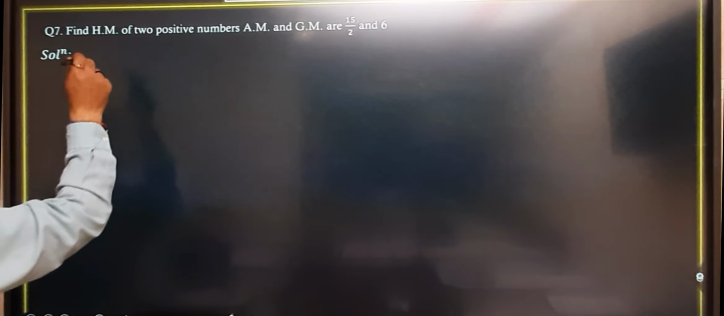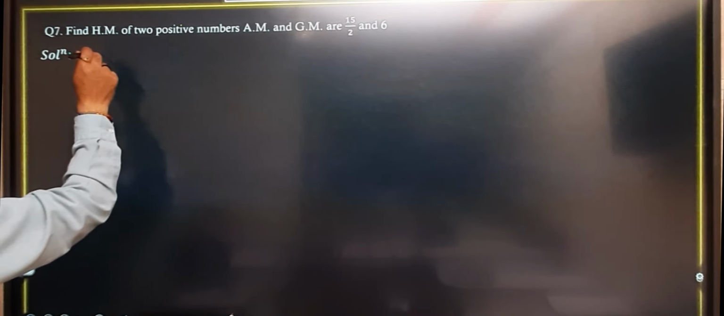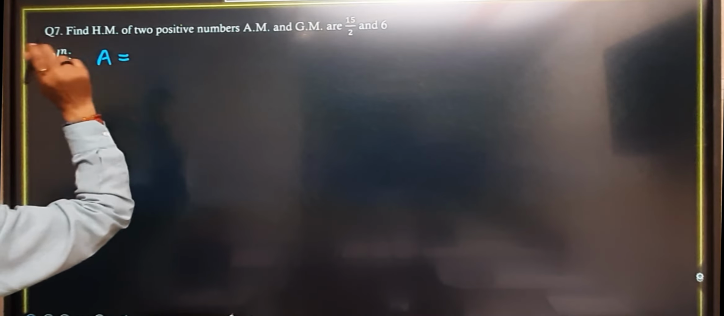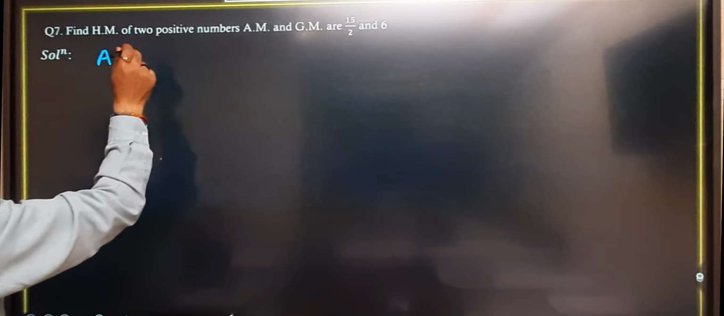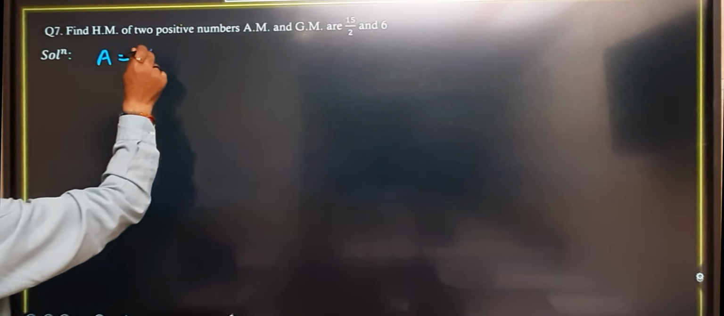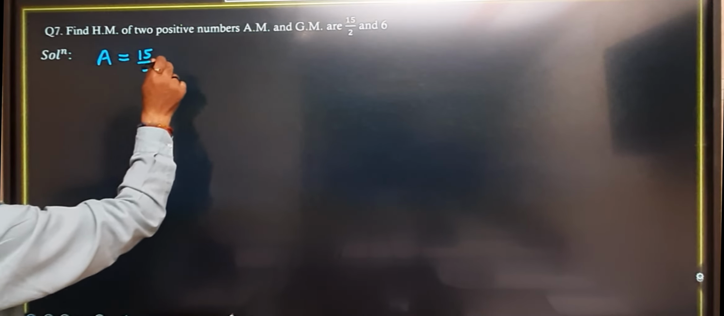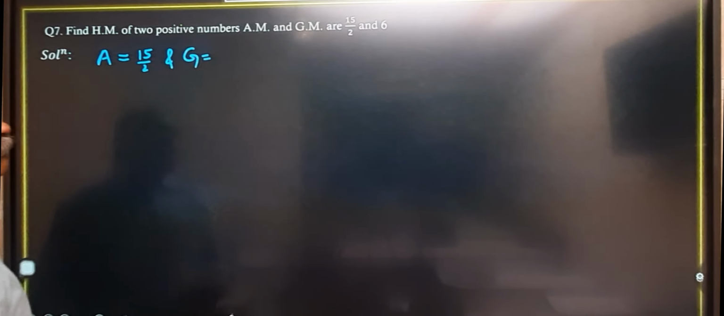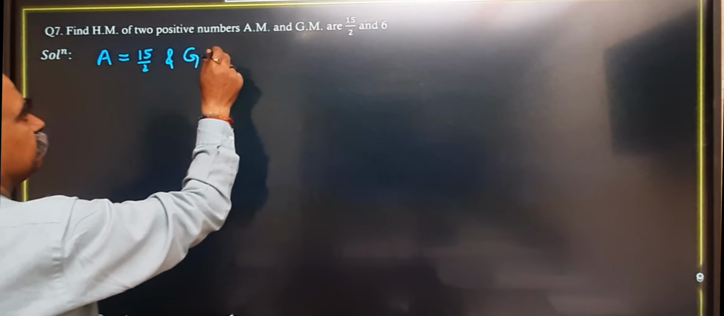Find harmonic mean of two positive numbers whose AM and GM are 15 by 2 and 6. Arithmetic mean is what? Arithmetic mean is denoted by A, which is what? 15 by 2. And geometric mean is denoted by G, is what? 6.